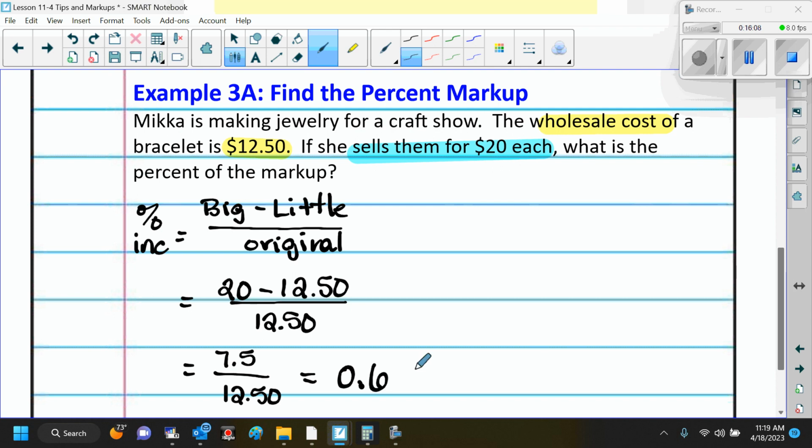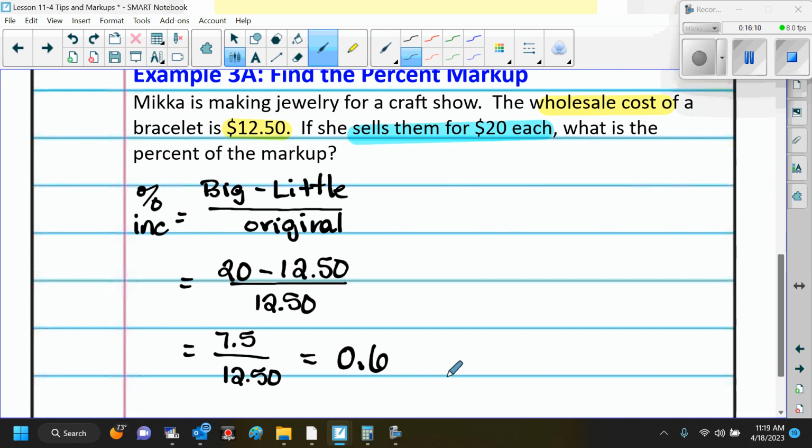0.6. Is that my final answer? Because we want it as a percent. So how do I change the decimal to a percent? Move it to the right. Very good. So we're going to move the decimal 2 places to the right. Add that 0. And now this is a 60% markup.